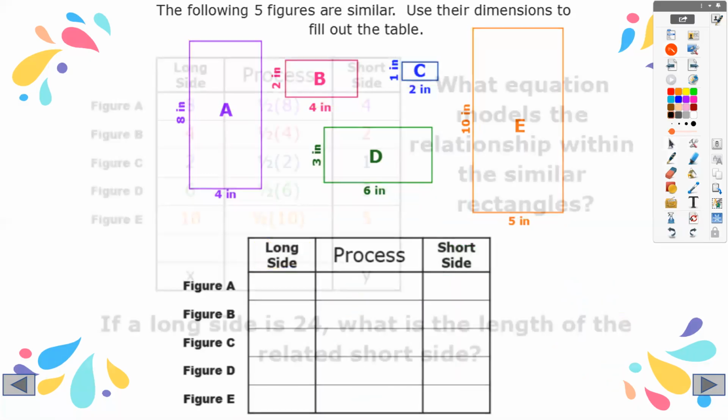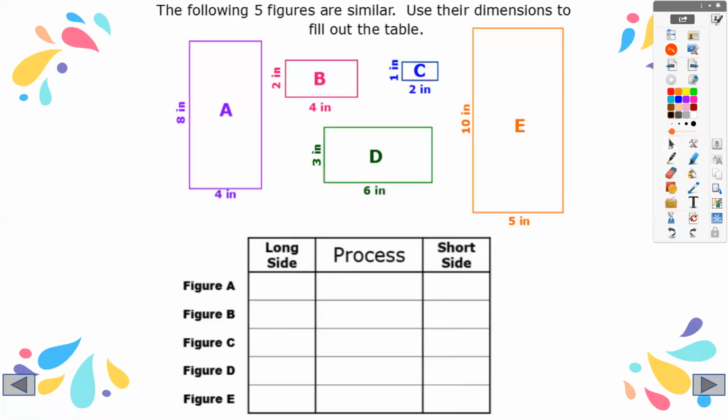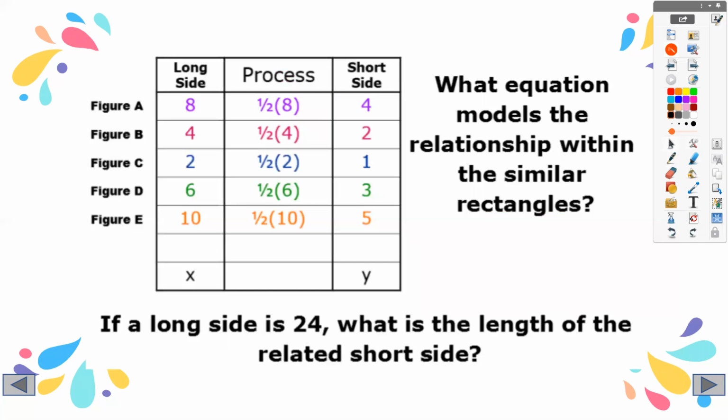All right. Now, here's my table. You can see in the process column, it's already been filled out. Now, the question here says, at the bottom, if the long side is 24, what is the length of the related short side? So we have to figure that out. Well, I know many of you can look at that and say, well, the short sides are all half of the long, so half of 24 is 12. And absolutely. But there's 2 ways I can look about solving this as well.